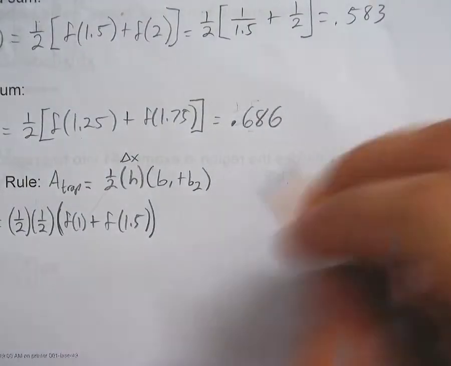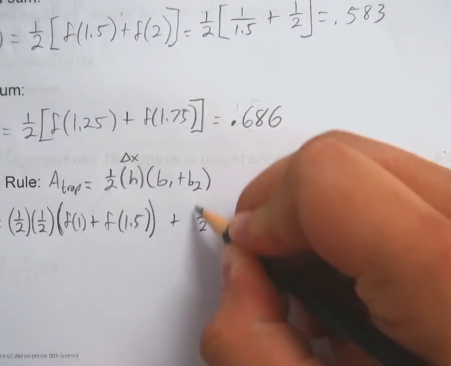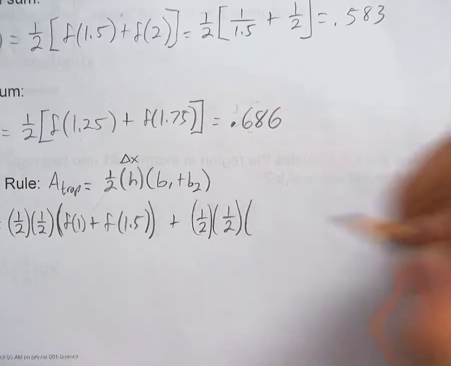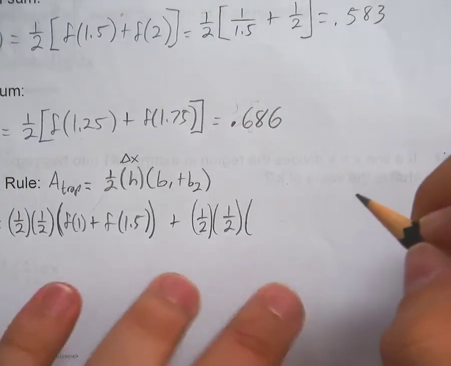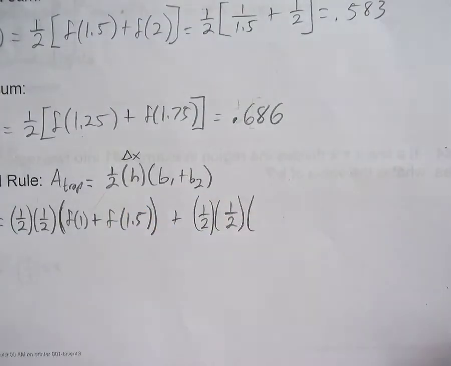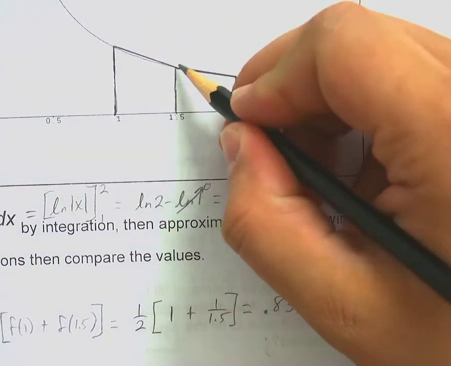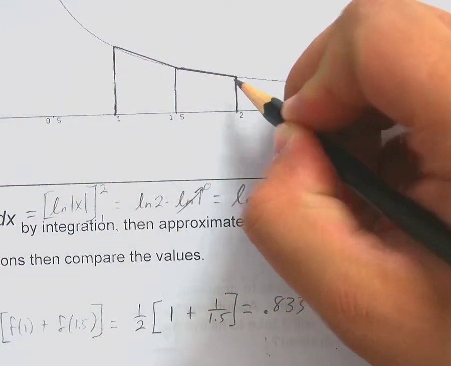So the next one then is 1/2 times delta x, which is 1/2. Remember that 1/2 will always stay the same. Delta x will change from question to question. And then base 1, base 2, those are the heights, or excuse me, the y values of the function. So for this one, I need f of 1.5 and f of 2.